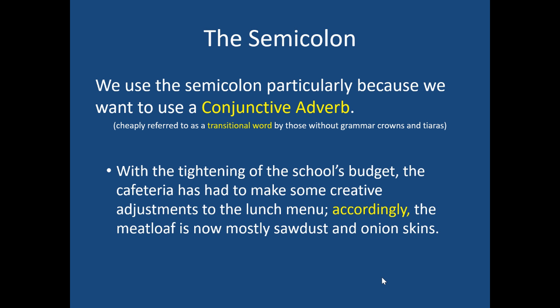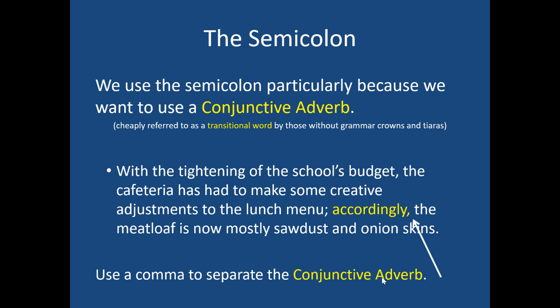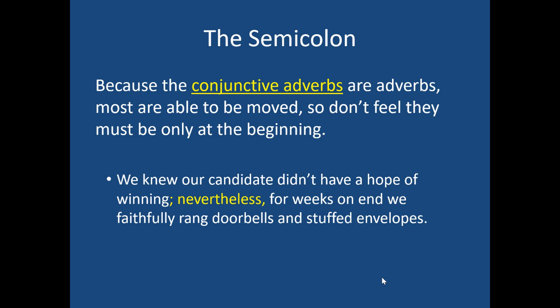So, for example, if I said, with the tightening of the school's budget, the cafeteria has had to make some creative adjustments to the lunch menu; accordingly, the meatloaf is now mostly sawdust and onion skins. Well, that word accordingly is nice to show the connection between the first sentence and the second sentence, but I can only do that using a semicolon. I also want you to notice that we always put a comma after a conjunctive adverb. Even the simple ones like the word then technically should take a comma after them.